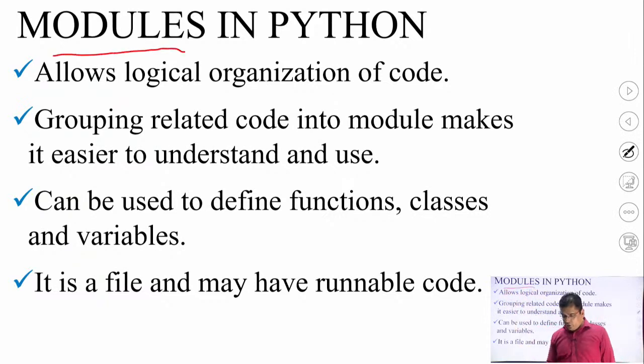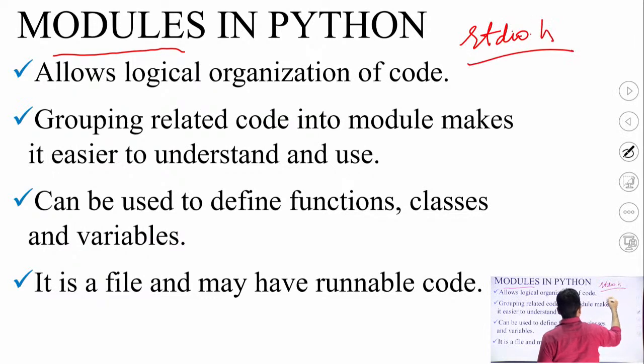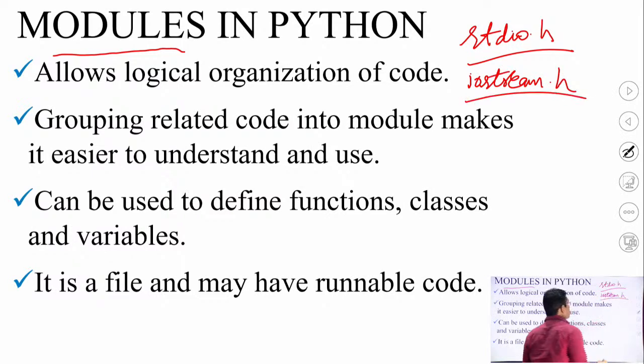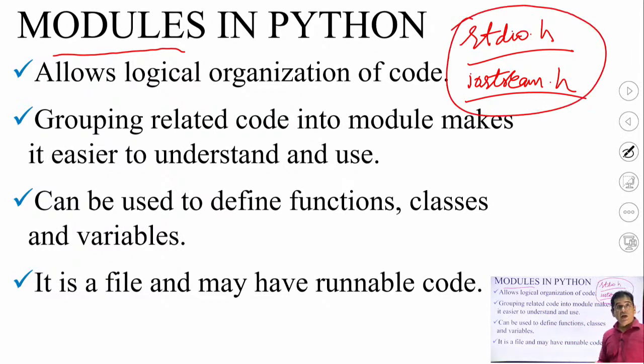In C language, we generally discuss the header files which have an extension .h, like stdio.h. In C++, iostream.h. So stdio.h, iostream.h, these are the header files in C language or C++ language. In Java there are packages like import. By the help of the import keyword, we are importing some packages in Java.